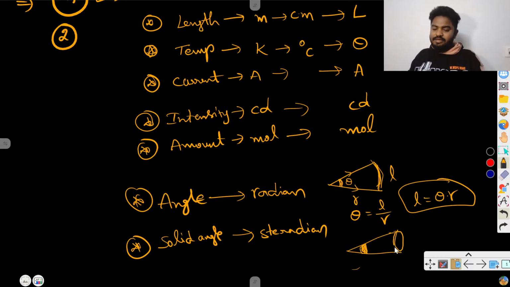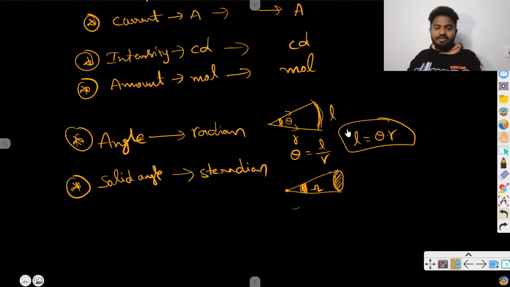This is the surface area. So you can cut a watermelon in this shape, in the cone shape, right? Then at the edge, how much angle it is making, this is called solid angle. This is the symbol that we use to indicate the solid angle.